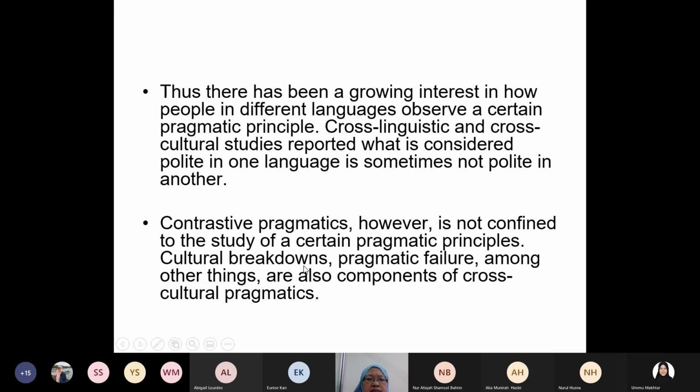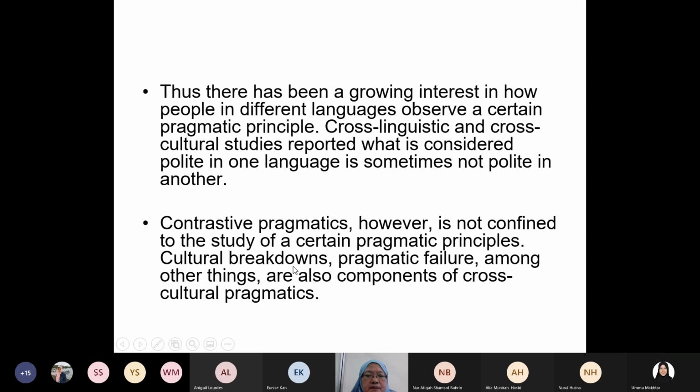They sometimes look at culture. So examples of cross-cultural pragmatics. Basically, they are all cross-cultural pragmatics lah, cultural breakdowns and pragmatic failure. So we try to be intelligent social beings lah.